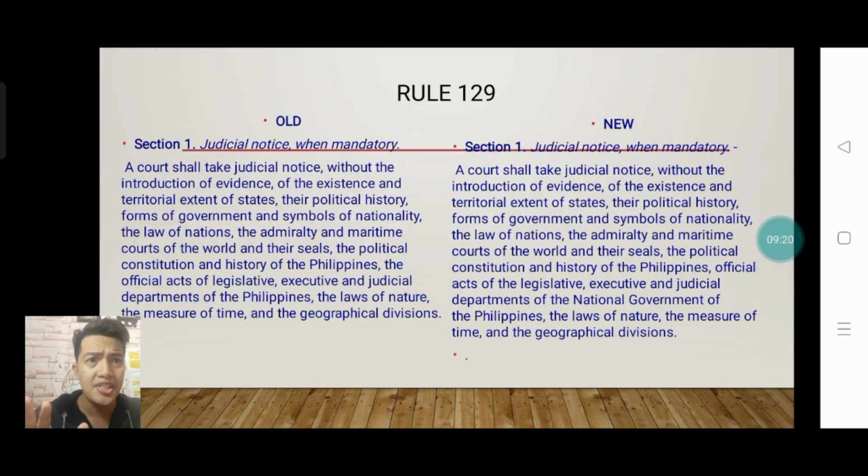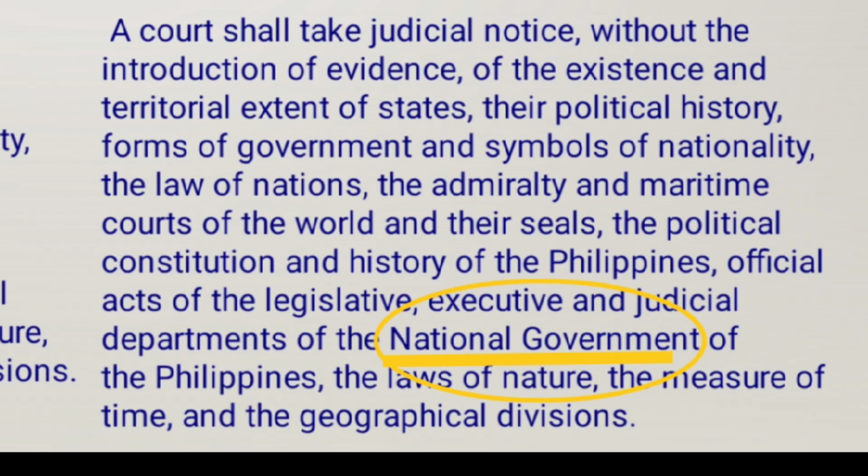Rule 129, judicial notice when mandatory. When we talk of judicial notice, it is something that is not to be proved, meaning there is no need for evidence to be presented. Why? Because the court can take judicial notice. So, as you can see, the only change in Section 1 under Rule 129 is the words national government. In the old rule, there was no insertion of the words national government, but in the new rules on evidence, there was already an insertion of national government.